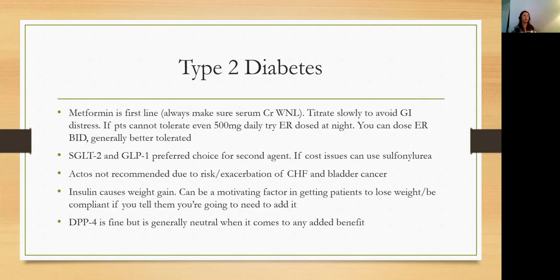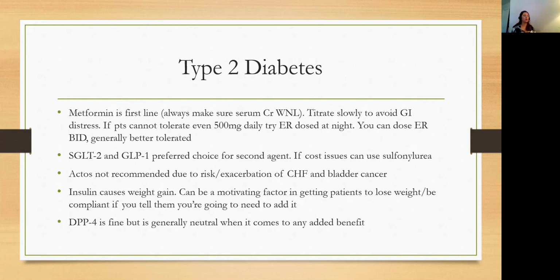So usually if patients come to me and they say, I can't take metformin, it gave me diarrhea, I'll usually try to get them to try it one more time with a lower dose and extended release. And then other agents, SGLT2s and GLP-1s are the preferred choice for second agents. And then if you have cost issues, you can use the sulfonylurea.